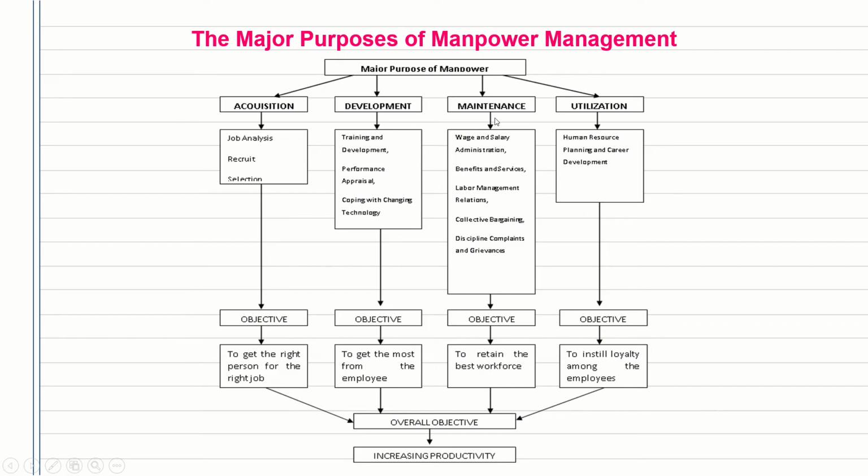The third purpose of manpower is maintenance. Under this are wage and salary administration, benefits and services, labor management relations, collective bargaining, and discipline, complaints and grievances. Now, for us to be able to keep our employees, we need to maintain them through giving them the items that I have mentioned. Now, the objective for this is to retain the best workforce.